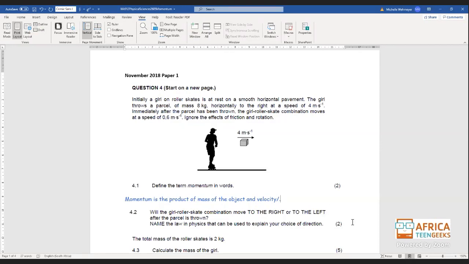Okay, so when the parcel is being thrown to the right, then due to Newton's third law, every action has an equal and opposite reaction. The person will move in the opposite direction, which is left. So then for question 4.3, they tell you the total mass of the roller skates is 2 kilograms. Calculate the mass of the girl. So we are going to calculate the initial momentum, and then the final momentum.